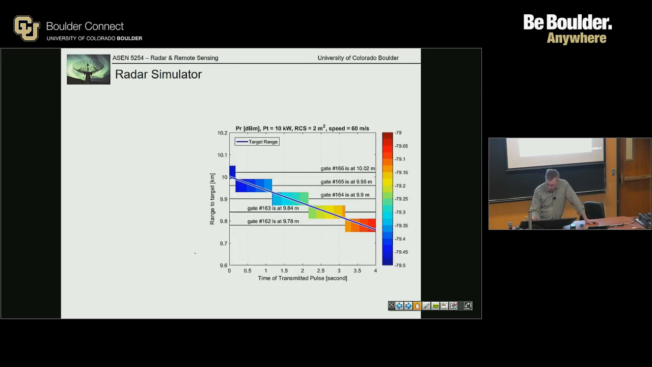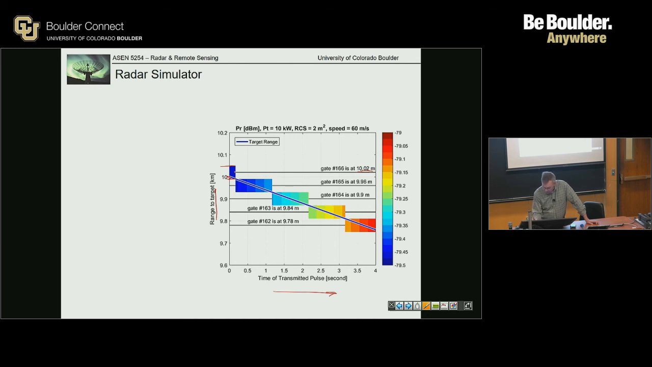So this is what I came up with. You have time in seconds on the horizontal, and range to target. The target was originally at 10 kilometers, which ended up being in this range gate. The center range gate was 20 meters taller than 10 kilometers, and that's the center of the range gate. I plotted the blue line as the position of the target.